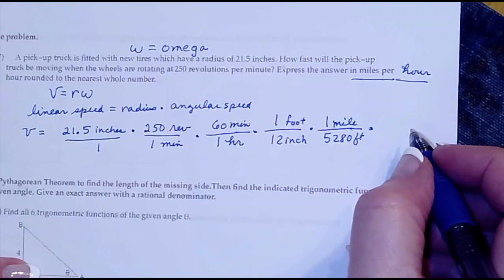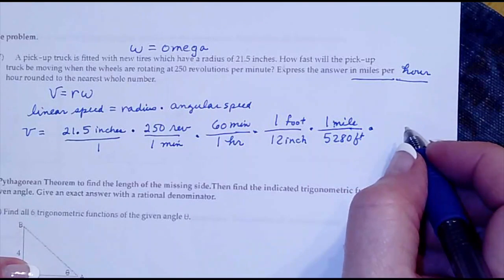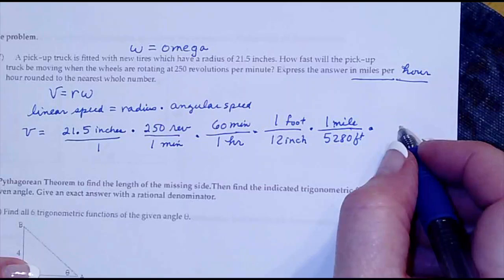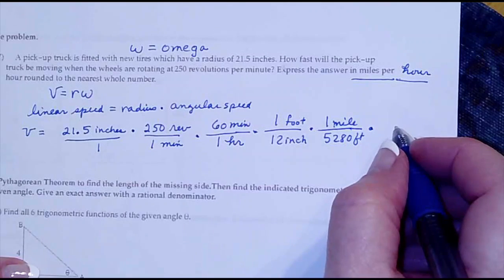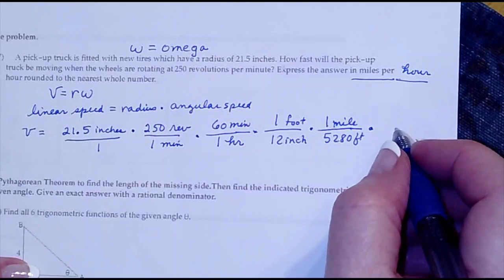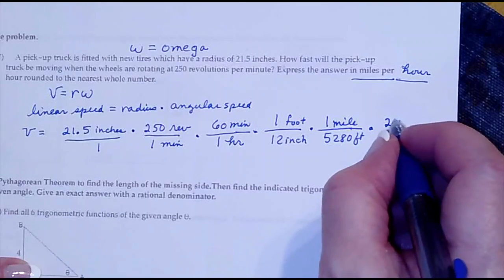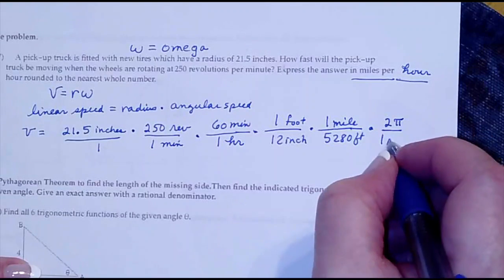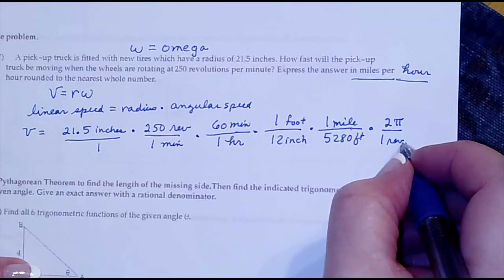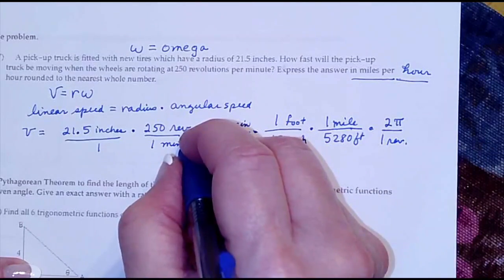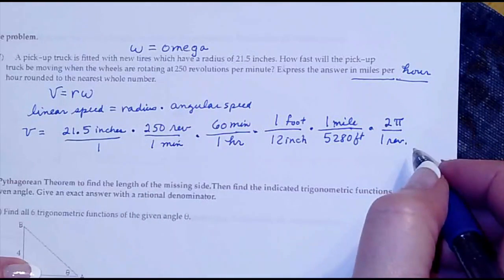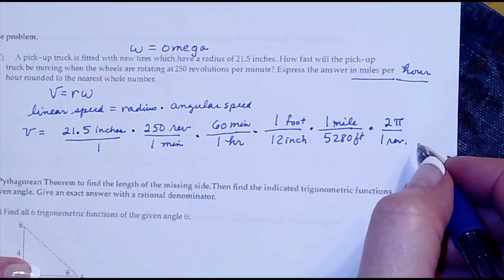So we're almost there. We still have to get rid of the revolutions, right? So we're going to say 1 complete revolution is what? 2 pi, right? So we got 2 pi over 1 revolution. The revolution had to be in the bottom because over here it was in the numerator, so we had to have it in the denominator. Now let's start canceling out and see if we've got miles per hour.